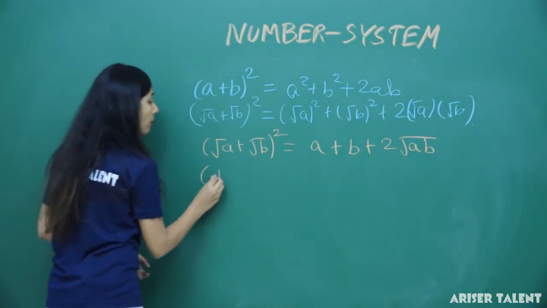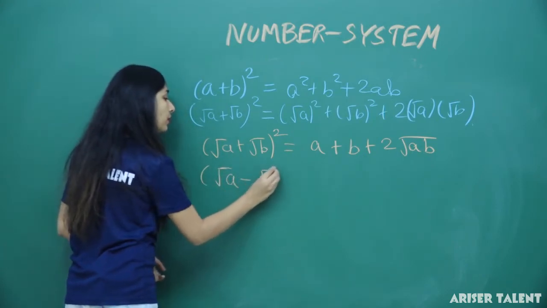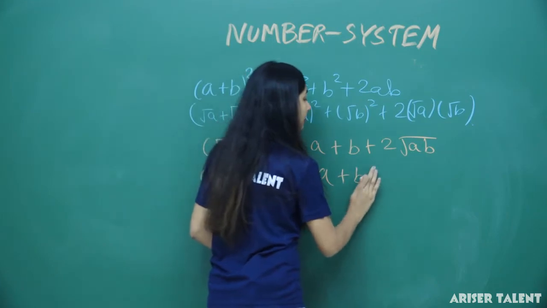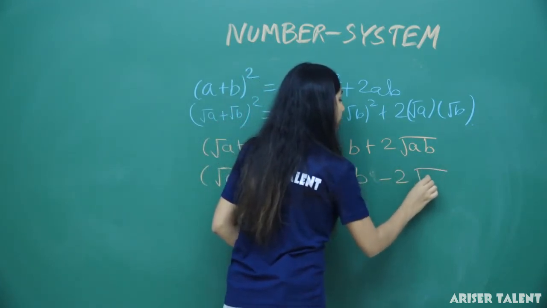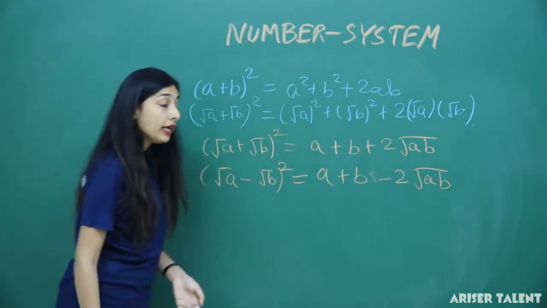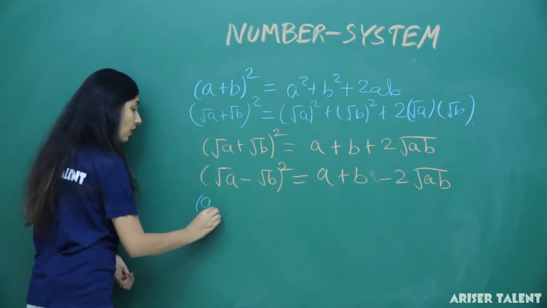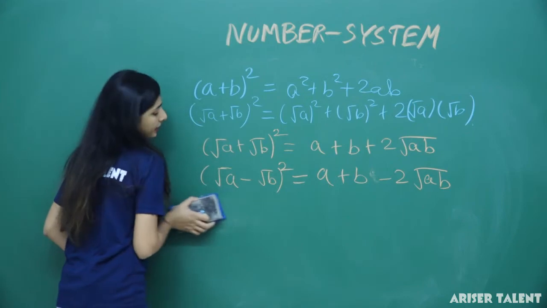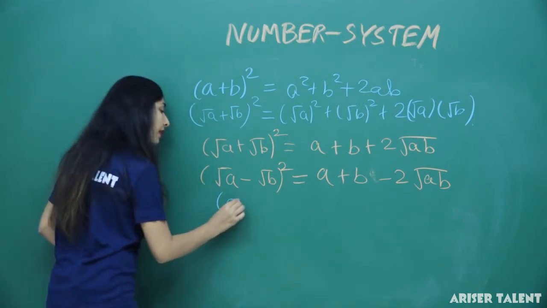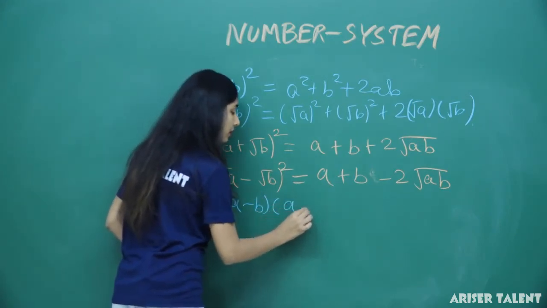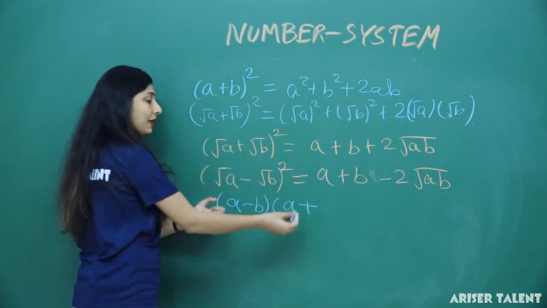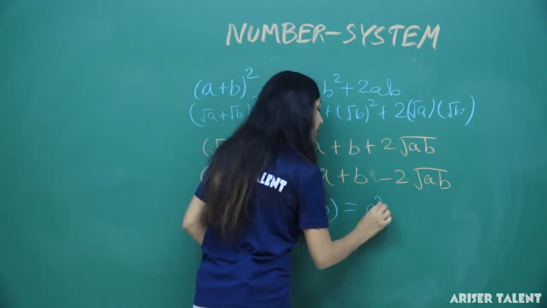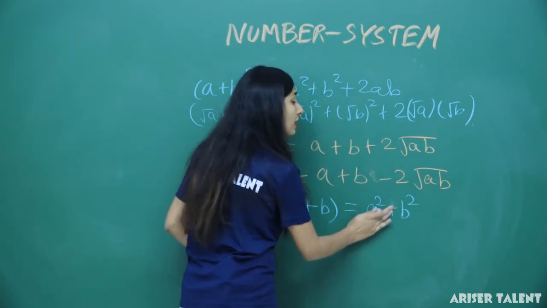Similarly, if I talk about root a minus root b whole square, then I will get the answer as a plus b minus 2 root ab. Now the third one is this particular formula: a minus b multiplied by a plus b is equal to a square minus b square.